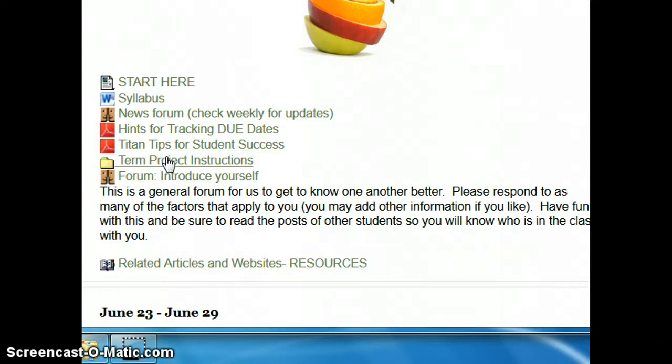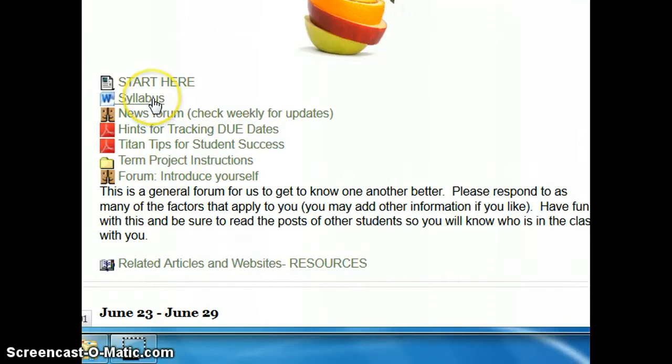Term project instructions, this is very important. You will be referring to this during the term to give you instructions for each part of your term project. There are forums each week. The forums are graded. The question forums are graded. The first forum is to introduce yourselves to us. Here are related articles and websites. These are resources. When you click on here, you will be taken to information, to resources, articles you can click on and link to. Some you can use for extra credit. Some you will be referring to throughout the term.